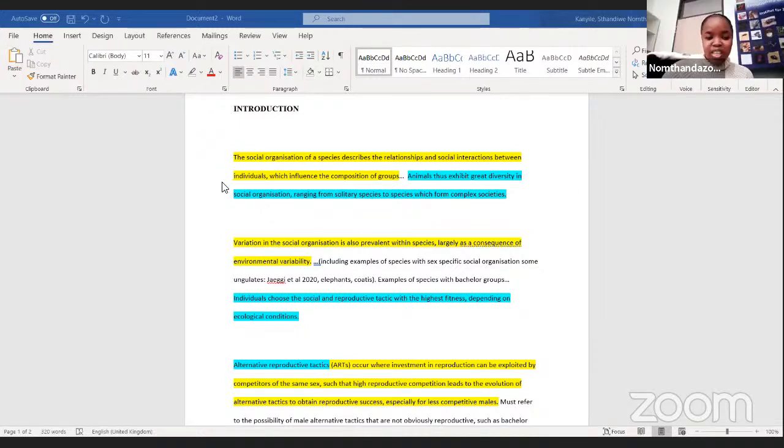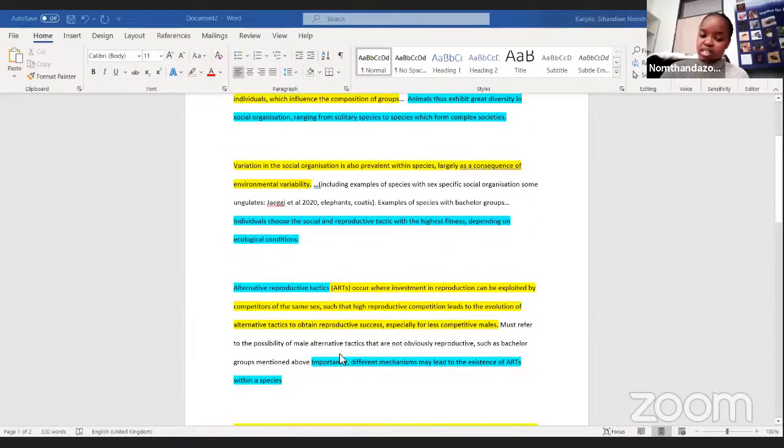Okay, so the social organization of a species describes the relationships and social interactions between individuals which influence the composition of groups. Animals exhibit great diversity in social organization, ranging from solitary species to species which form complex societies. Variation in the social organization is also prevalent within species, largely as a consequence of environmental variability. Individuals may choose a social and reproductive tactic with the highest fitness, depending on ecological conditions.